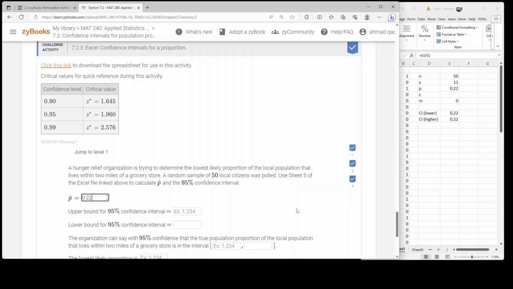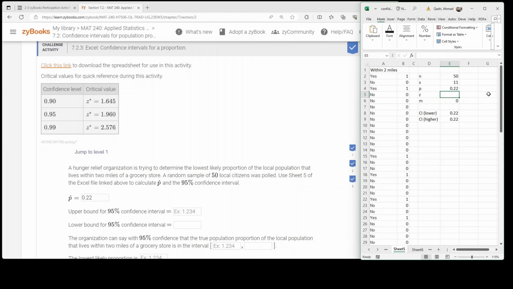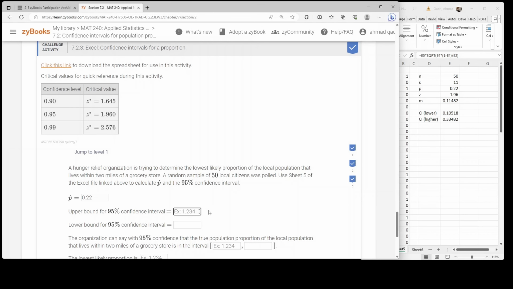To find the confidence interval, we need to know the z value that we're going to use. So again, it's 95% confidence level. So 1.96 is the z value. So this gives us our margin of error. And again, we get our lower and the higher limits for the confidence interval. So the upper bound is the higher limit, which is 0.335. The lower is 0.105.